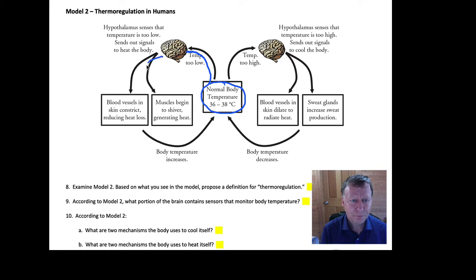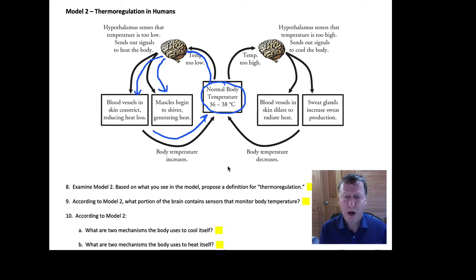First off, blood vessels inside the skin contract. By pulling them away from the cold surface of the skin, we reduce heat loss. The other thing that is going to happen is the muscles begin to shiver. They're contracting, which generates heat. Both of those things, especially if they're done together, are going to increase the body temperature, bringing us back within the range that we want. So that's what happens if it's too low.